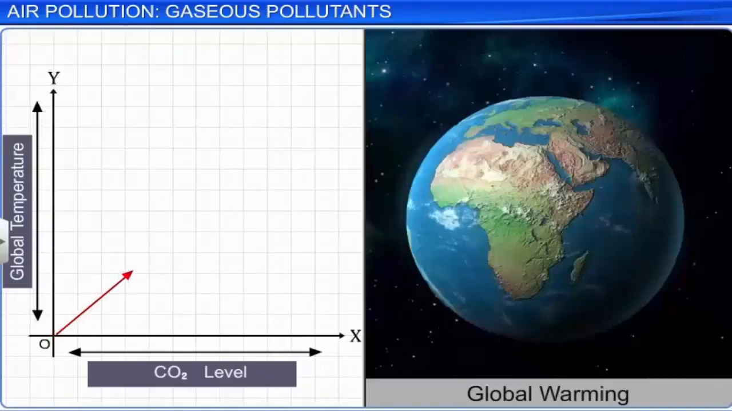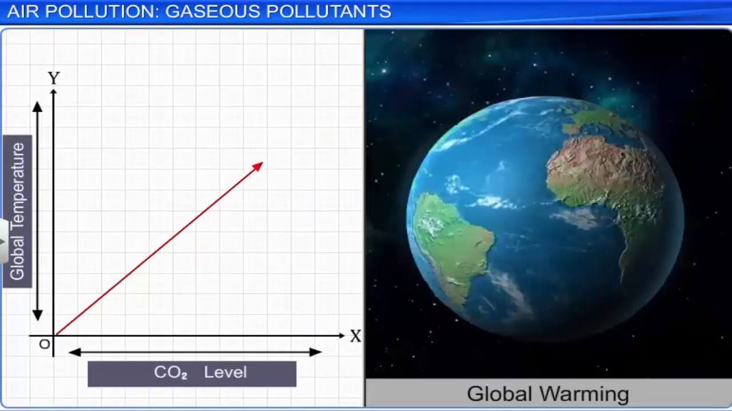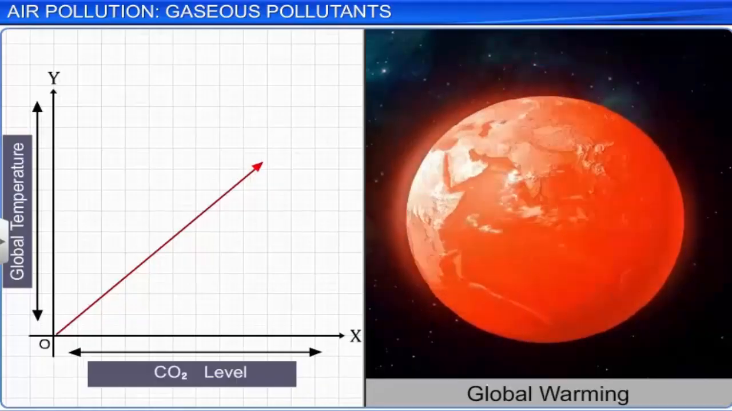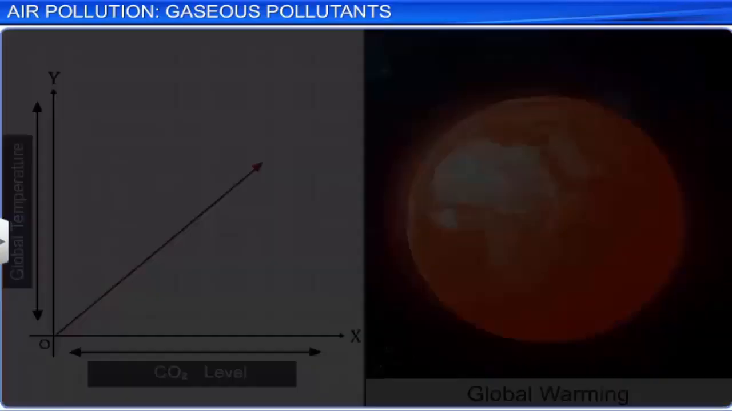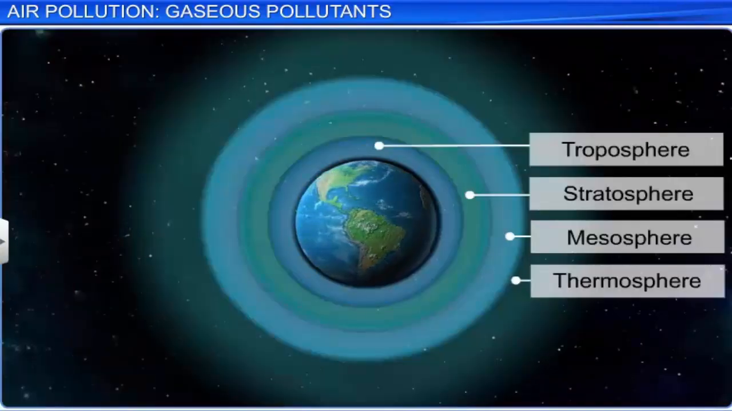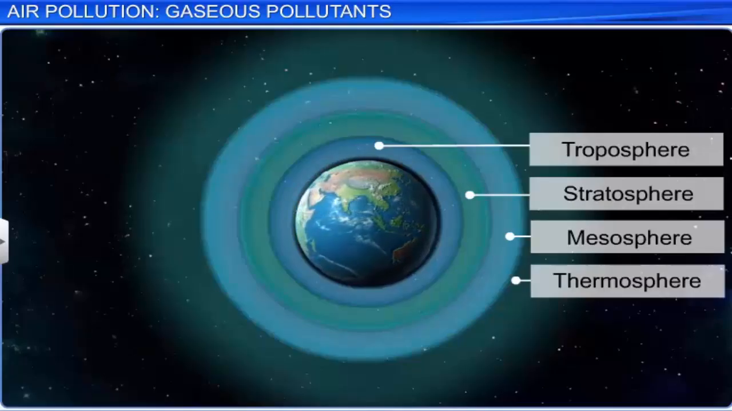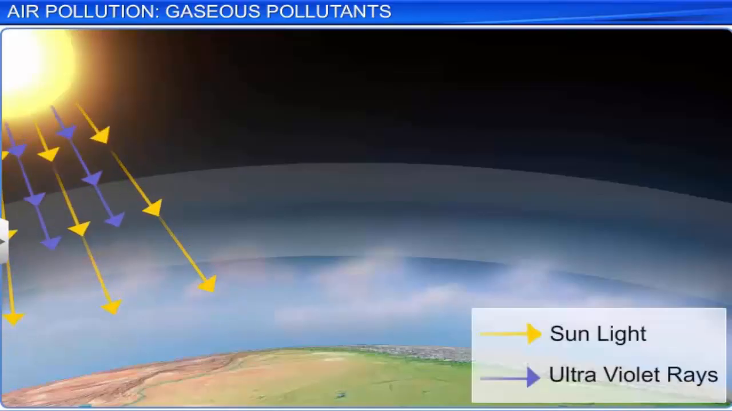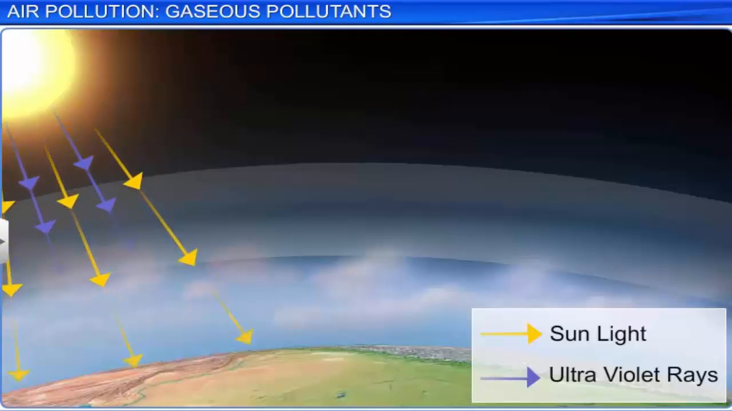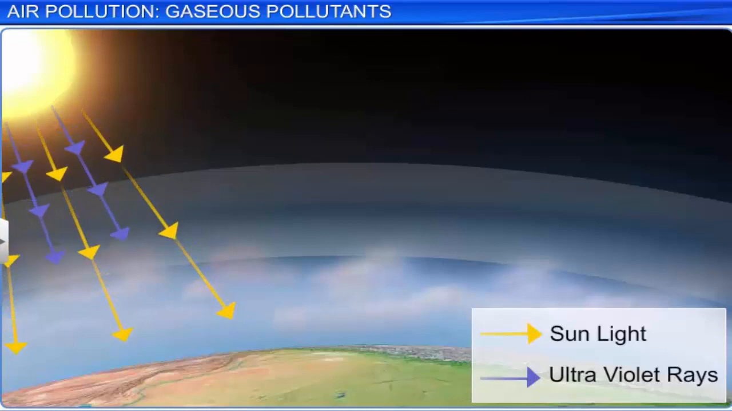An increase in carbon dioxide leads to an increase in the average global temperature. This is known as global warming. Let's understand how. Our Earth is covered with a multi-layered ball of air called the atmosphere. When the sun's rays come towards the Earth, one layer absorbs the harmful rays like ultraviolet rays and lets the rest pass to reach the Earth's surface.